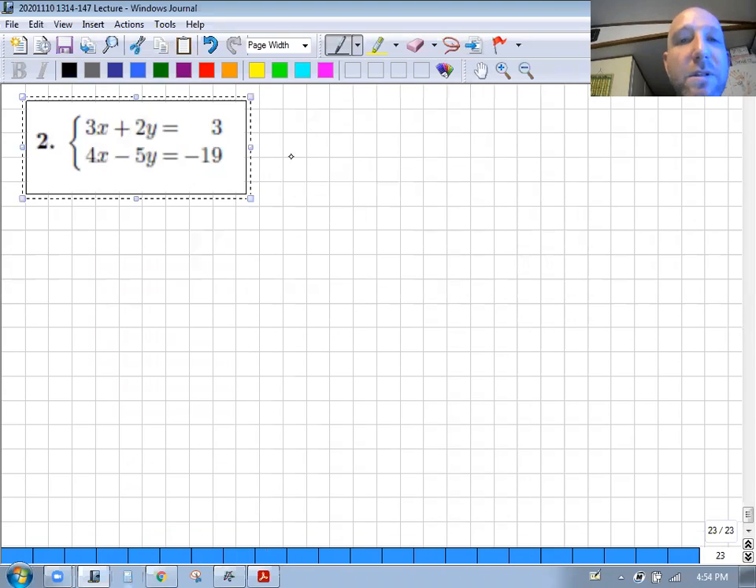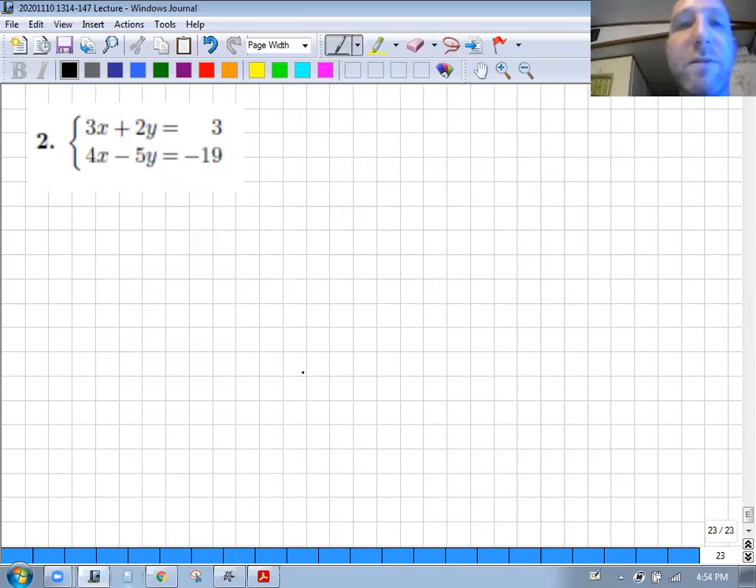So instead of doing substitution, let's see what we can do. We want to rewrite one of these where we can add one to the other one to make either the x go away or the y go away. Let's try to make the y go away. So if I multiply this guy through by 5 and this one through by 2, I'll have a 10y and a negative 10y. So let's try that.